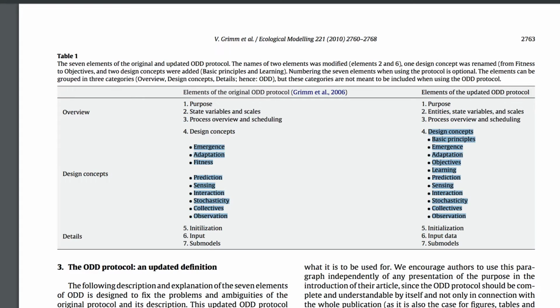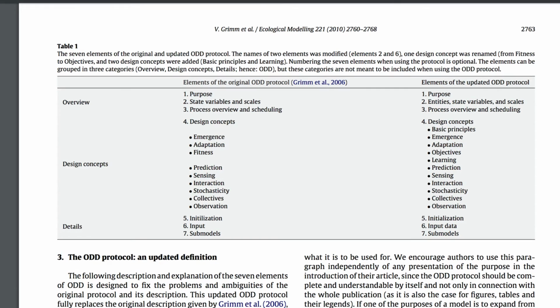So the design concepts include discussing things like what are the basic principles, what emergent properties exist in your model, what adaptation exists, what are the objectives of the agents? What learning and what prediction does the model do? What sensing elements do the agents have? How do they interact? What stochasticity is there? Are there any collectives? Are there any agent sets that are very important? And what things can you observe?